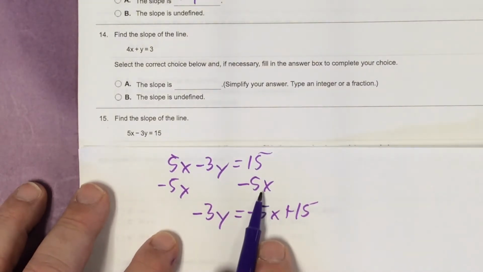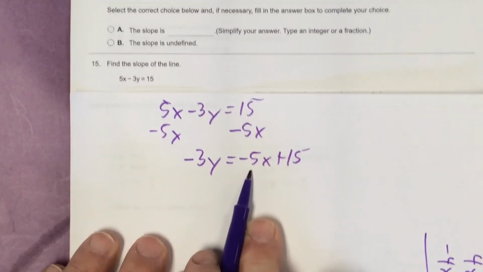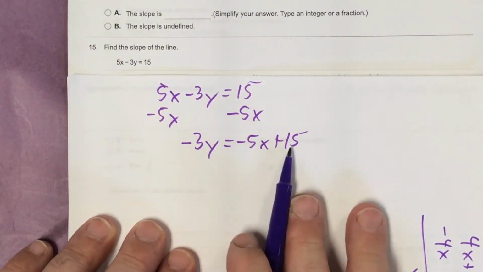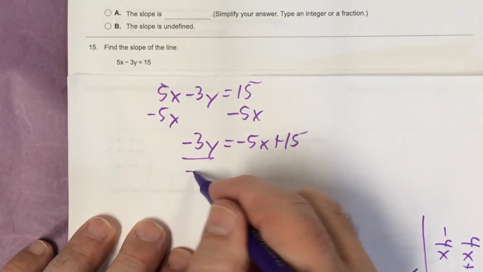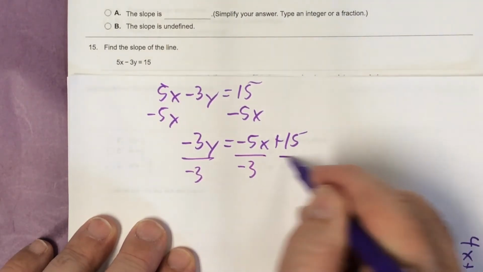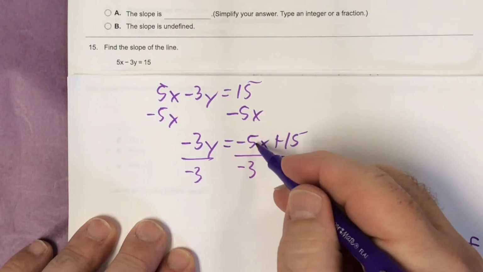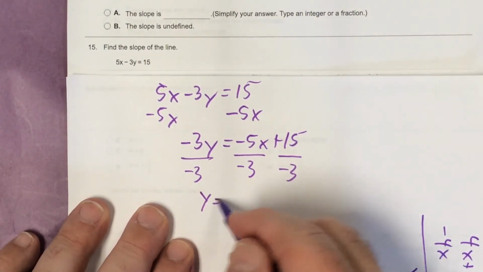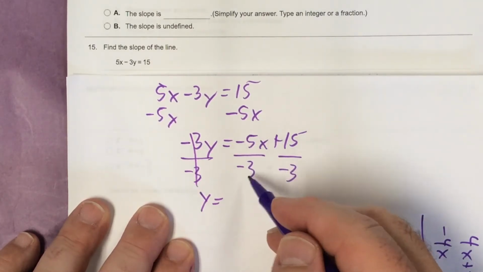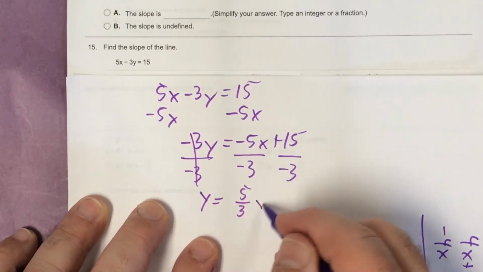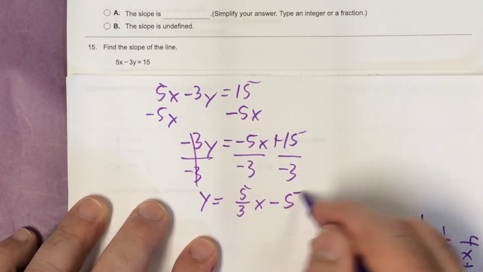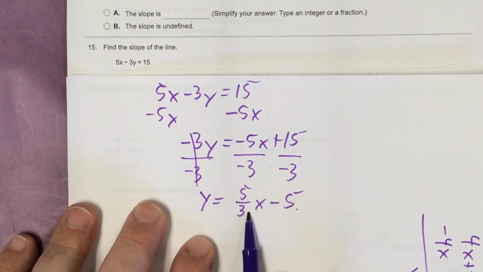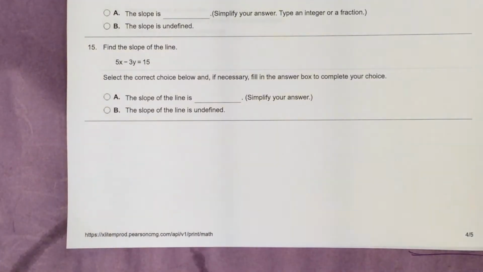You'll notice here that I put the -5x first because I want to keep it in the form y equals the slope times x plus b. But I need to divide everything by -3. So watch how I do this. This is divided by -3, this is divided by -3, this is divided by -3. That's going to give me y equals negative 5 divided by negative 3, which is positive 5 over 3 x, minus 5. That gives us a y-intercept of negative 5 and a slope of positive 5 over 3.